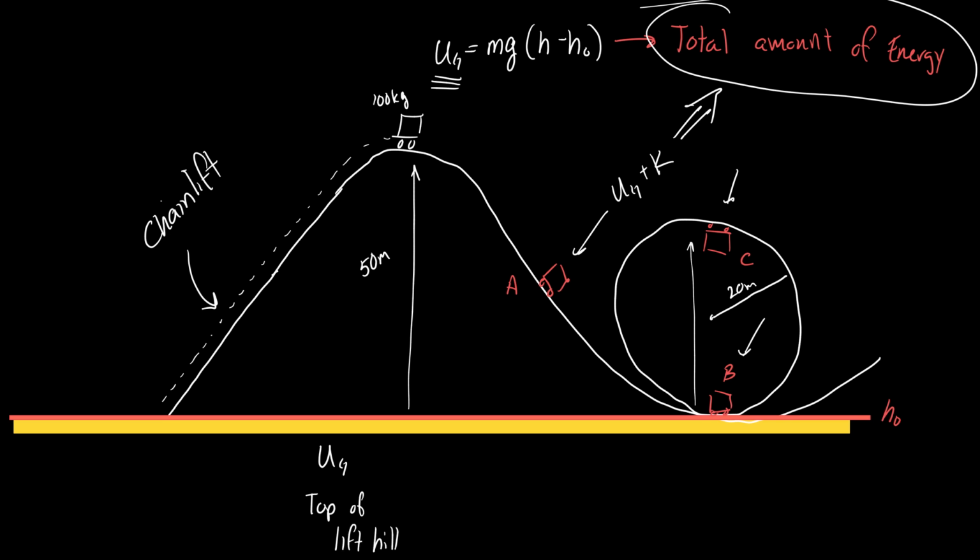This has to be equal to the amount of energy at point C. Point C is the top of the loop. However, is point C as high as the top of the first lift hill? No. So although I'm going to have gravitational potential energy there, I'm not going to have as much because it's not as high. Fair enough? Now, that means there must be energy somewhere else. And if it's not in potential, the other place it's in is kinetic.